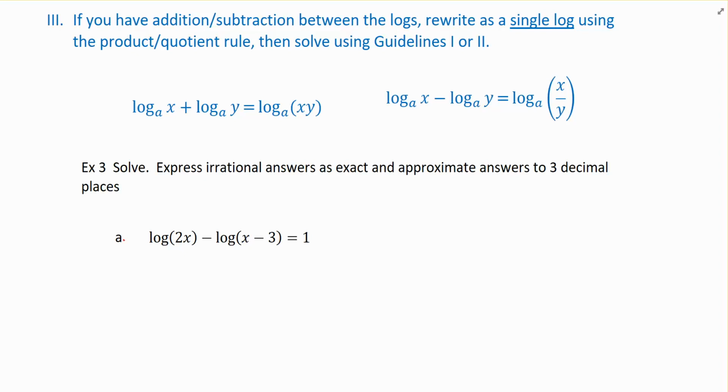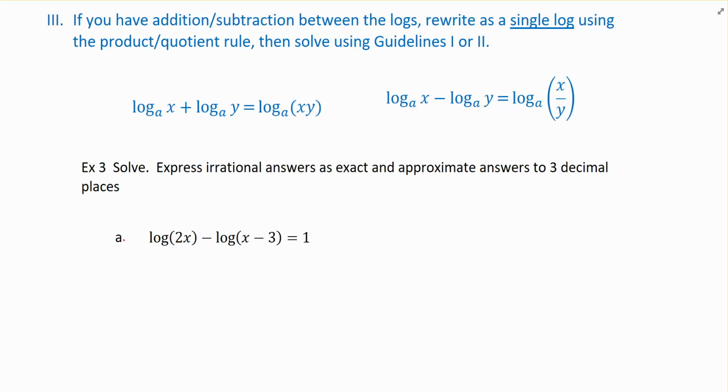So what we're looking at for this scenario is how can we use either the addition or subtraction properties of logs to rewrite my equation as a single log, so that I can then apply either of the two guidelines we have above. That's what we're hoping for in what we're looking at for these examples.